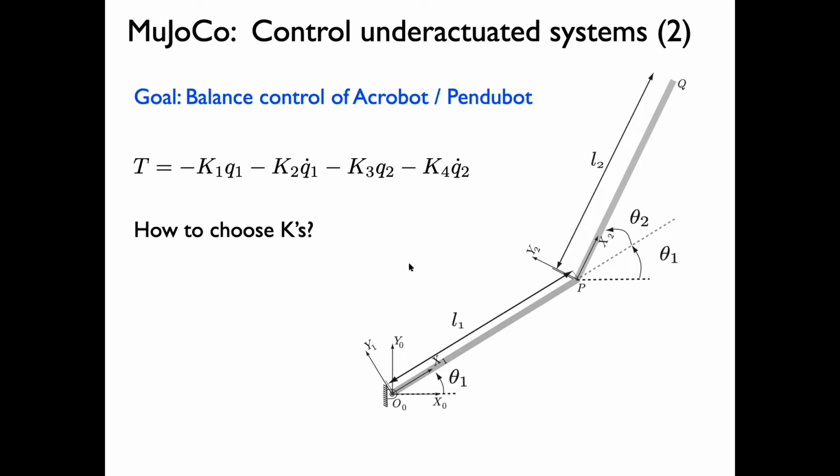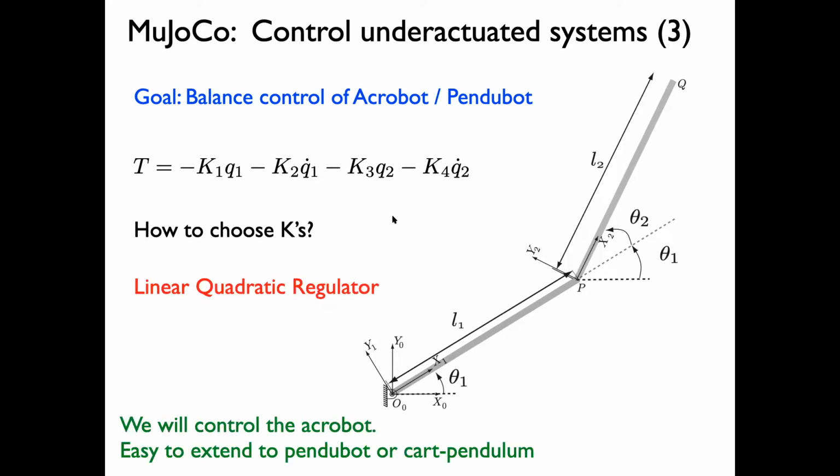Here we're trying to find a torque T, and that torque could be at the first or the second link, depending on which system you're looking at. And we're trying to identify these Ks, feedback gains K1, K2, K3, K4, such that we are able to hold the pendulum in the upright position. We'll also introduce some disturbances to the system and see if it can still keep the pendulum in the upright position.